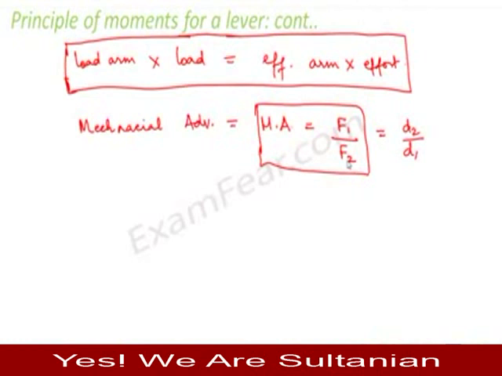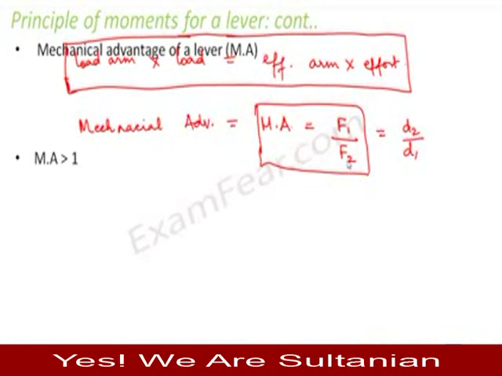Right? So how does this mechanical advantage help us? If the value of the mechanical advantage is very high, that means F1 is very much greater than F2. That means a large amount of load is required in order to get a small amount of effort. Whereas if the mechanical advantage of a lever is very small, that means F1 by F2 is very small. That means F1 is very much less than F2. That means a small amount of load can give you a huge amount of effort. This is how we define the mechanical advantage of a lever.